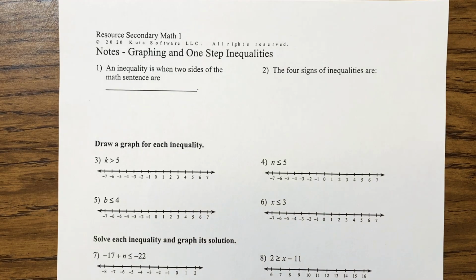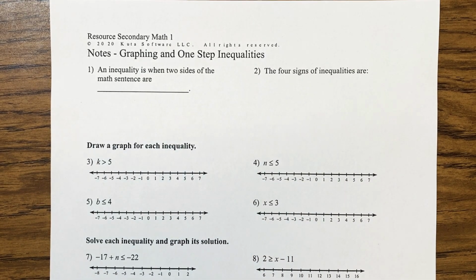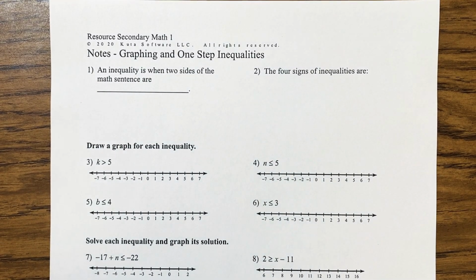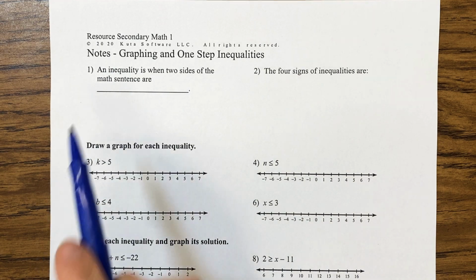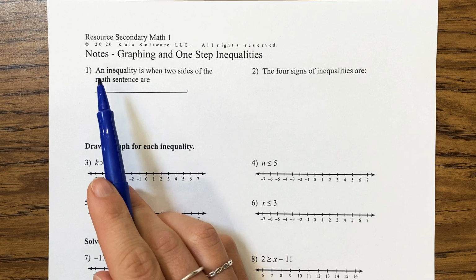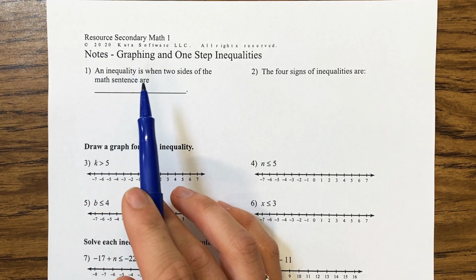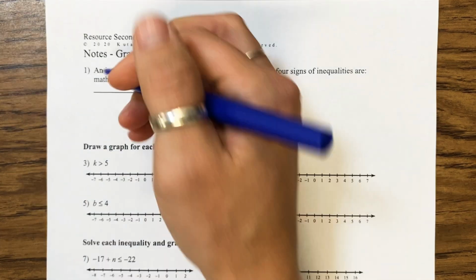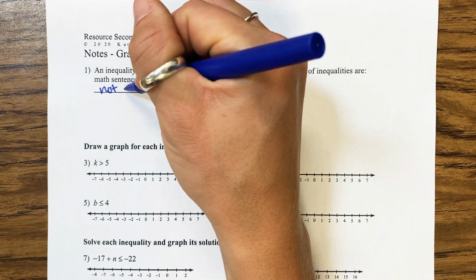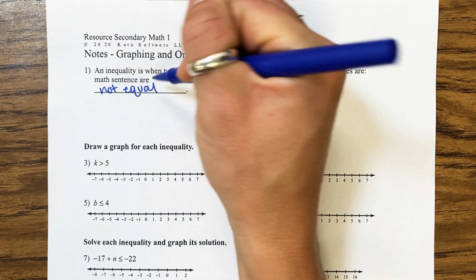So, today we are talking about graphing and solving inequalities. Okay, so remember from last unit, we talked about equations and expressions, right? So now we are talking about inequalities. So, let's define an inequality. An inequality is when two sides of the math sentence are not equal.